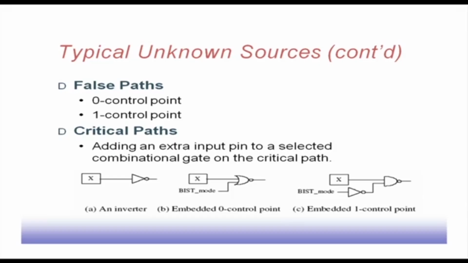Whatever is the requirement based on our analysis, we will be putting it to one of those control points, so that the false path gets a value of 1 or 0 as desired.